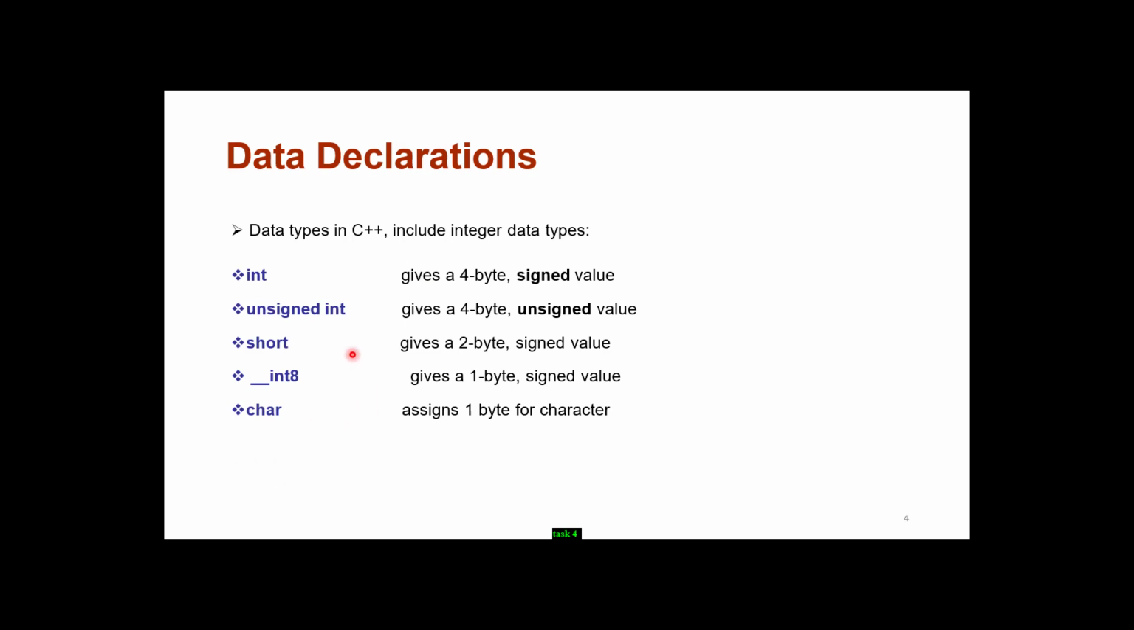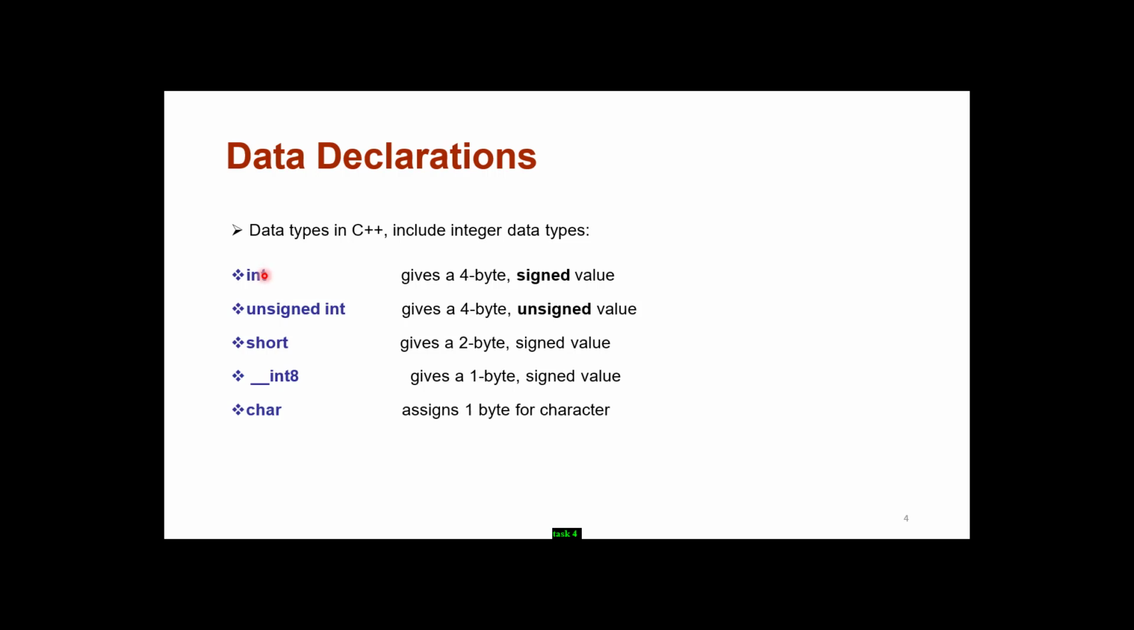So the data types: we usually have an integer, which is 4 bytes, an unsigned integer, which is 4 bytes, a short, which is 2 bytes, and double underscore int8, which is 1 byte signed, and character, which is 1 byte. So usually we use double underscore int8 for 8 bits, short for 16 bits, and integer for 32 bits. It depends on what we are going to program.